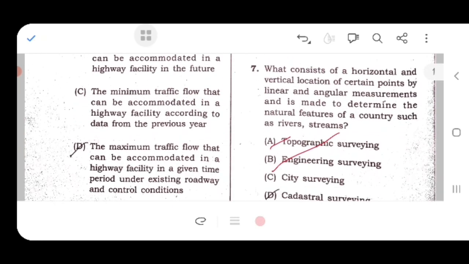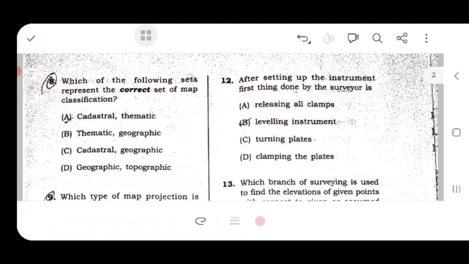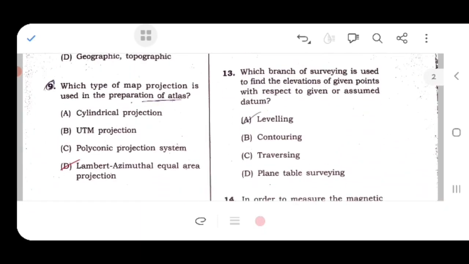What consists of horizontal and vertical location of certain points by linear and angular measurements and is made out to determine the natural features of countries such as river and stream? That is topographical surveying. Then, which of the following sets of map represent correct? That is cadastral and thematic. Which type of map projection is used in preparation of atlas? That is Lambert azimuthal equal area projection.